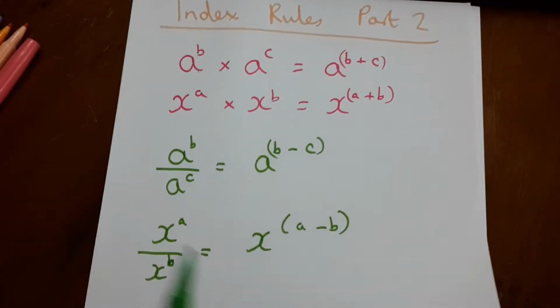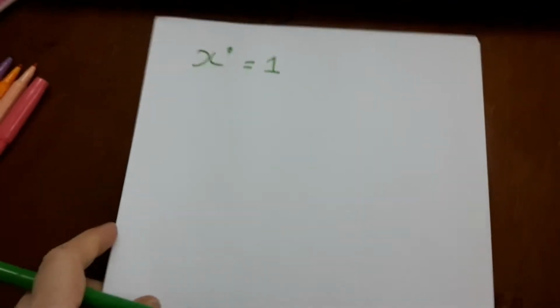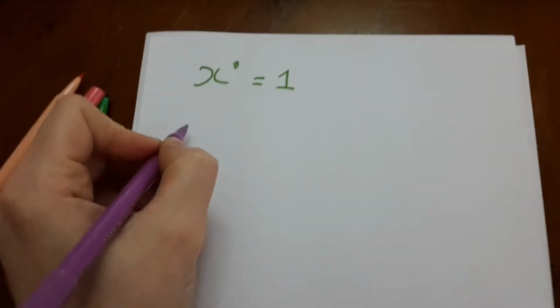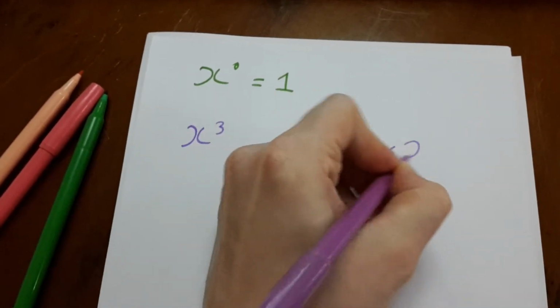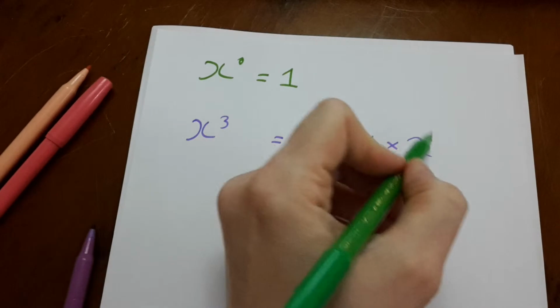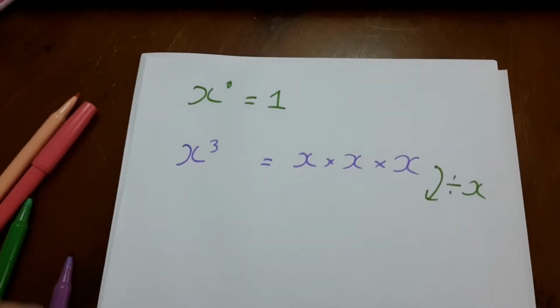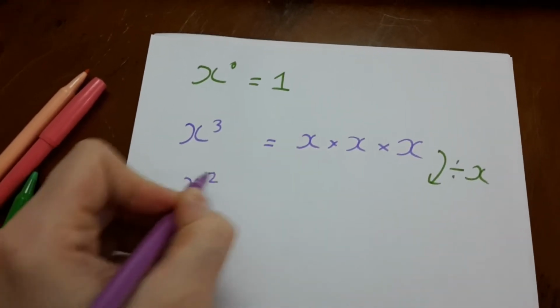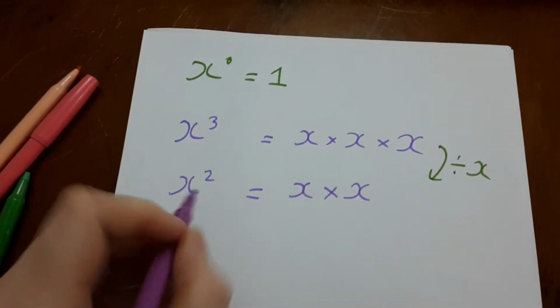Now, what we need to do is look at why something to the power of 0 always equals 1. And I'm going to do the proof of why that works now. So, first what I'm going to do is I'm going to say x to the power of 3 equals x times x times x. Now what I'm going to do is divide by x to remove 1, and I'm going to end up with x squared. So x times x gives me x squared.